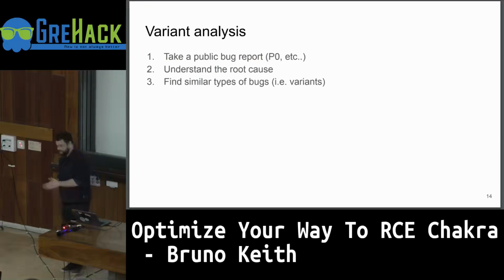So the first one, variant analysis, what is it? You take a public bug report, coming maybe from Project Zero, Chinese teams that publish something, whatever. You understand the root cause, and you try to find similar types of bugs, so variants of it.